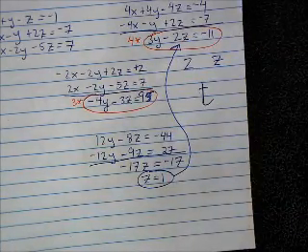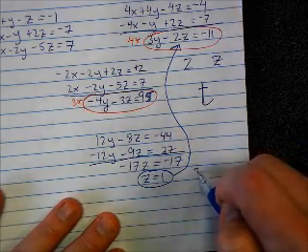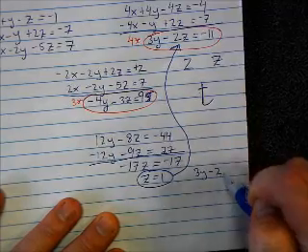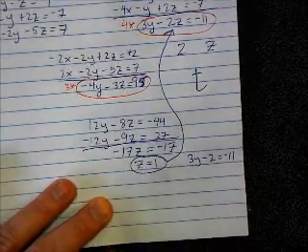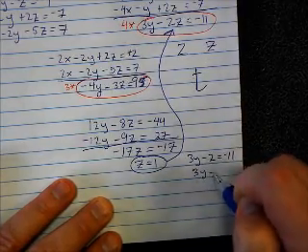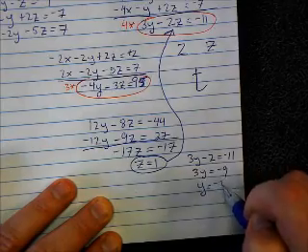Truth is, you can use either one. Doesn't matter at all. I'm going to use that one. So that's going to give me 3y minus 2 equals negative 11. Add the two. 3y is negative 9. y is negative 3.